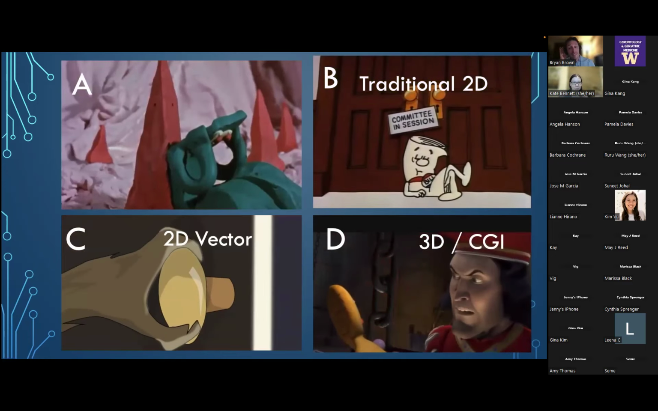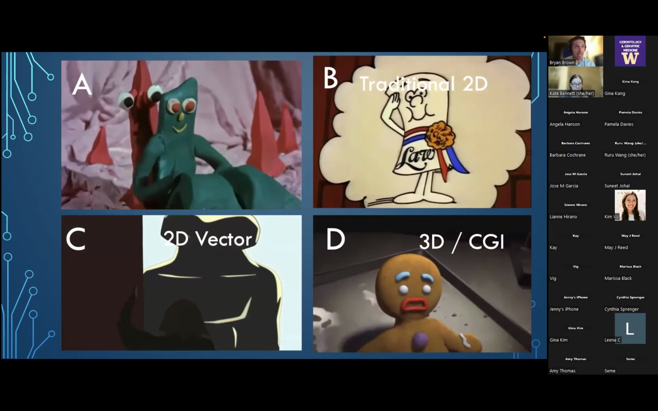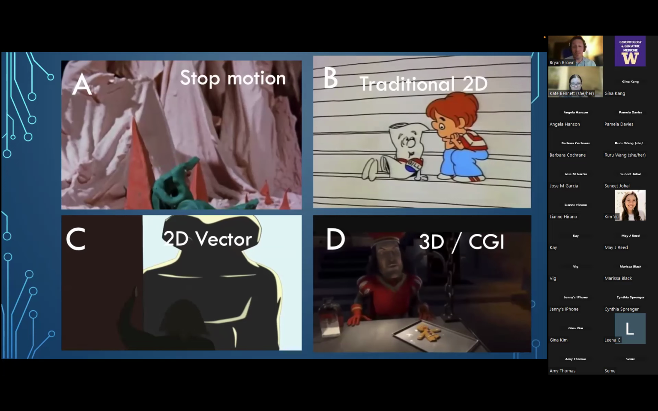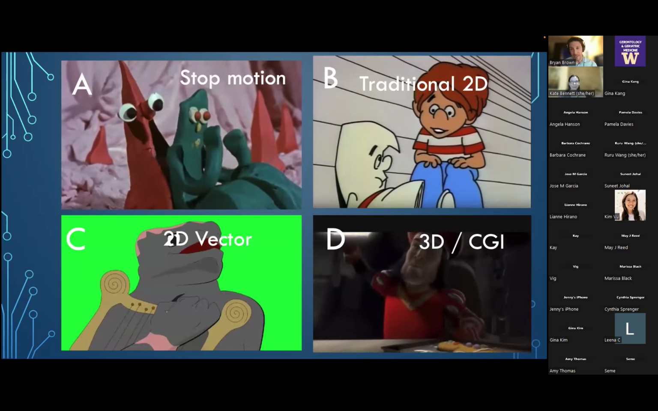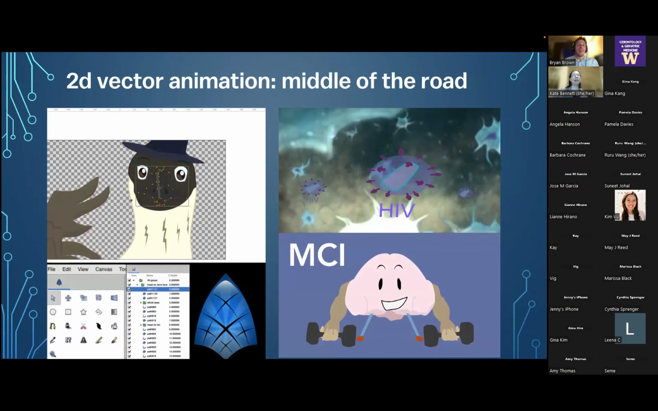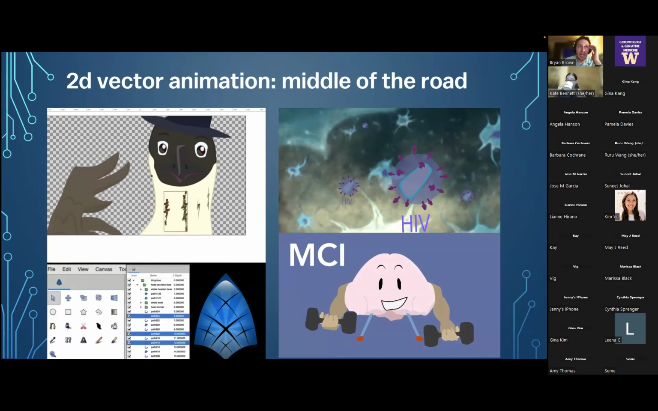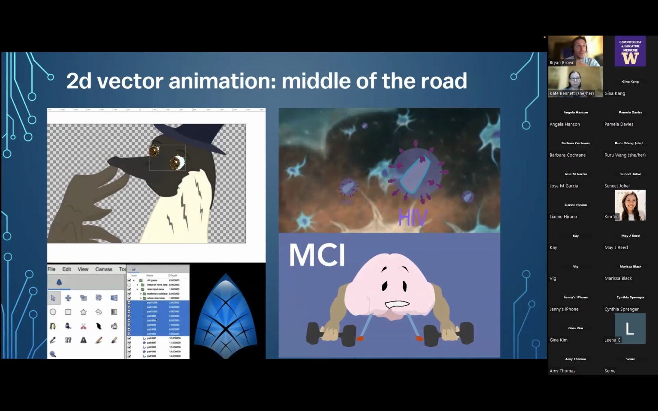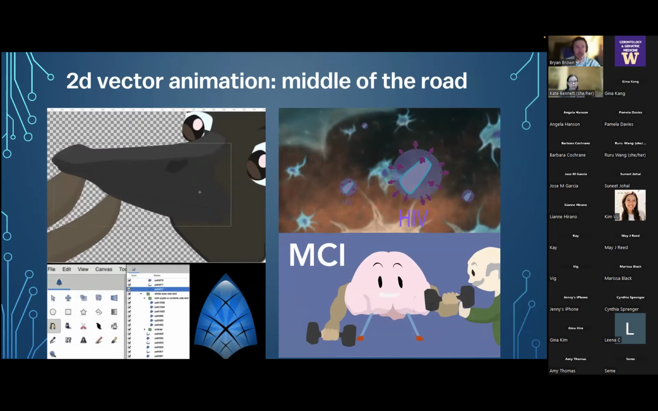C is 2D vector animation, which is actually what I do. This is a clip from a diabetes-related video I did, and we'll talk about it in a moment. And the least I've seen in medical education is stop motion, like claymation. I would love to see some more claymation projects in geriatrics, that'd be great. I use 2D vector animation, which is really nice. It's middle of the road. You can do very simple shapes, like those HIV molecules, all the way up to character animation and everything in between. There's free software to do it.